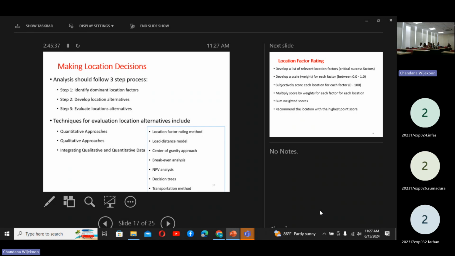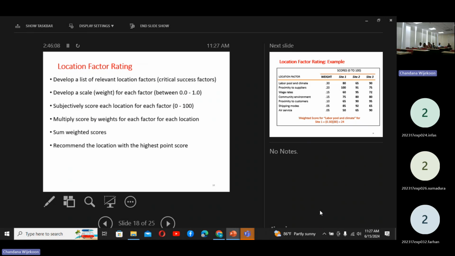NPV, break-even points, I am not going to talk about because you are aware of them. NPV, net present value, can be calculated for each location and you go for the best location. BEP: fixed cost and variable cost would vary from one place to another. When you estimate them, you go for the best place that has appropriate BEP levels. Likewise. So if I just explain the location factor rating method, it has several steps.